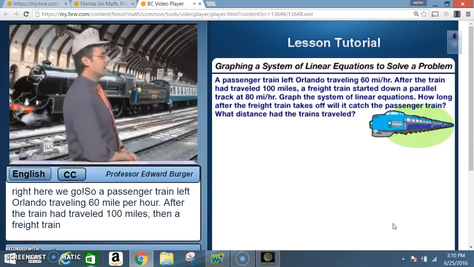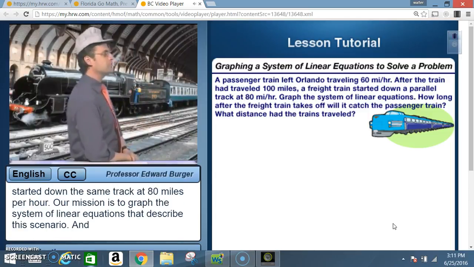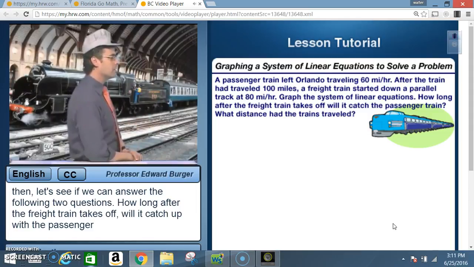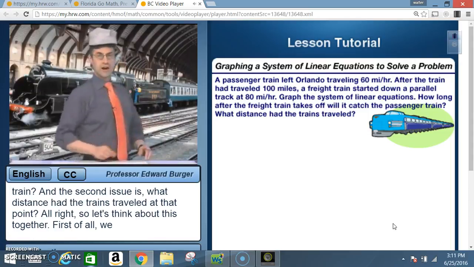So a passenger train left Orlando traveling 60 miles per hour. After the train had traveled 100 miles, so after the train has already gone 100 miles, then a freight train started down the same track at 80 miles per hour. Our mission is to graph the system of linear equations that describe the scenario. And then, let's see if we can answer the following 2 questions. How long after the freight train takes off will it catch up with the passenger train? And then the second issue is, what distance had the trains traveled at that point?